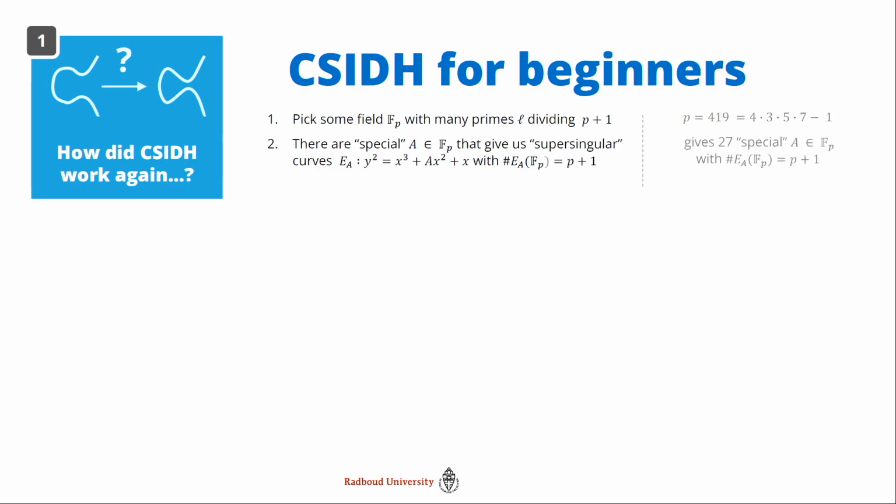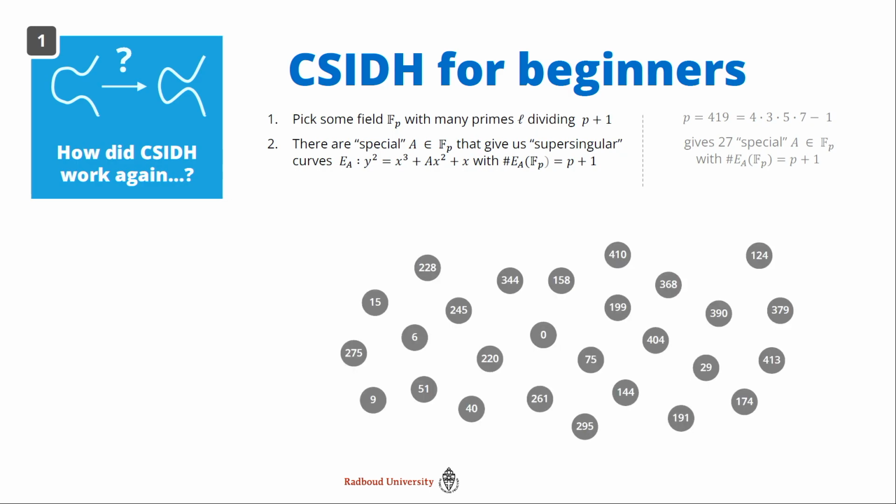Now if you pick such a finite field and look at supersingular curves over it, that means you pick a curve of the form y squared equals x cubed plus a x squared plus x, with this a in your finite field, and you want exactly p plus 1 points on your curve. Then we call it a supersingular curve. So if you would do this for 419, you would get 27 of these special values in your field that give you such a curve. And they are these values.